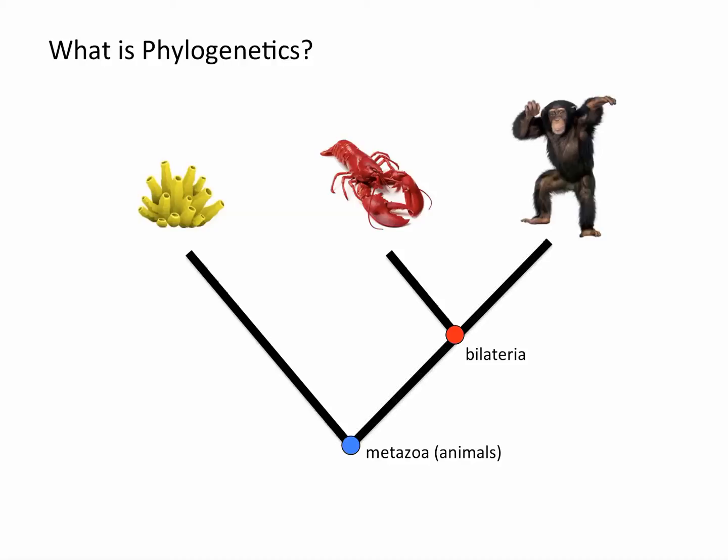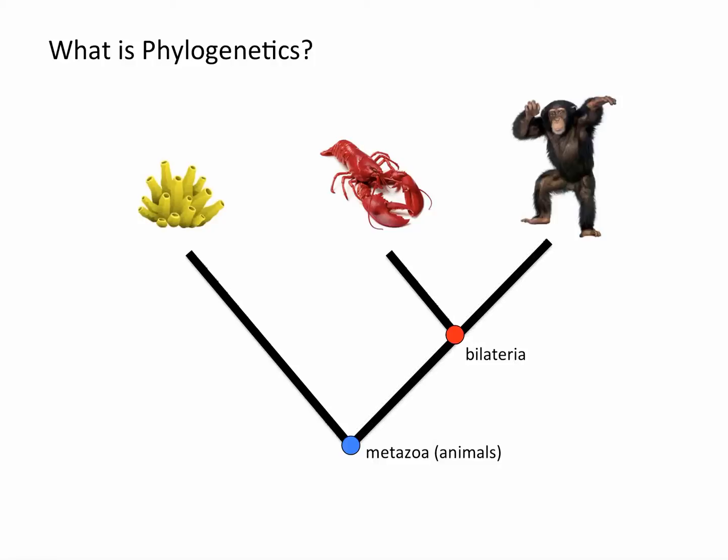Let's take a look at this simple phylogenetic tree. From left to right, we have a sponge, a lobster, and a chimp. Lobsters and chimps are more closely related to each other than either is to the sponge. So, their lineages intersect first. Sponge, lobsters, and chimps are all animals. Thus, their lineages intersect at some point.